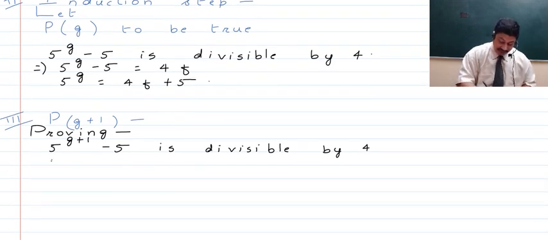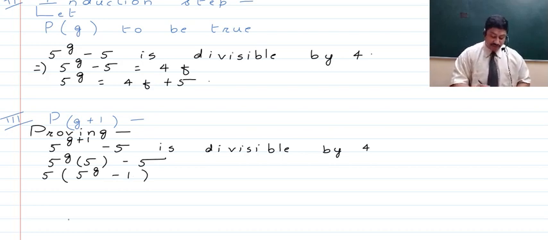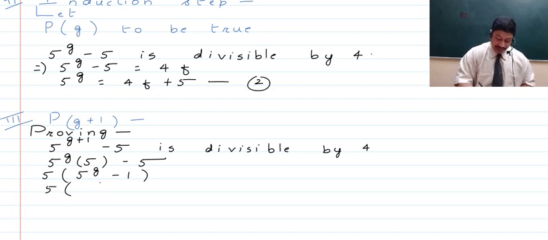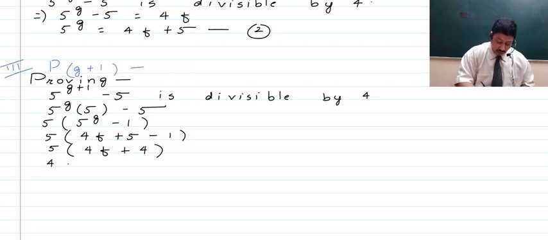Now guys, 5 raised to the power g plus 1 we can write as 5 raised to the power g multiplied with 5, from which 5 is subtracted. Since 5 is common to both of these terms, we can write this as 5 times (5 raised to the power g minus 1). Now if you put the value of 5 raised to the power g from equation number 2, we can write it as 5 times (4f plus 5 minus 1). So further, this can be written as 5 times (4f plus 4), since 5 minus 1 is 4. Now out of these two terms, we find that 4 is common, so we will have 4 multiplied with 5, and within here we have f plus 1.